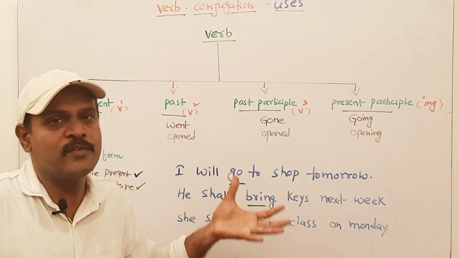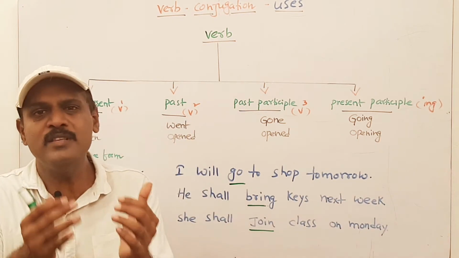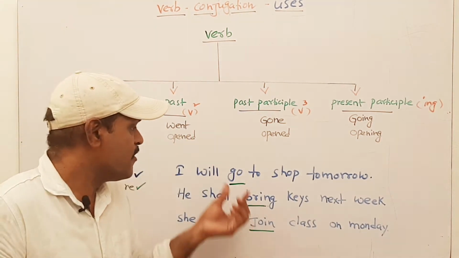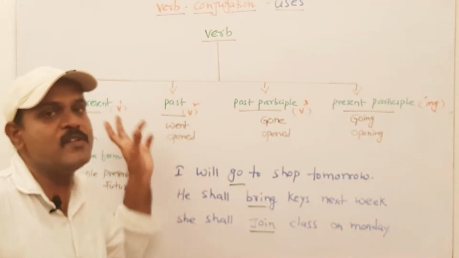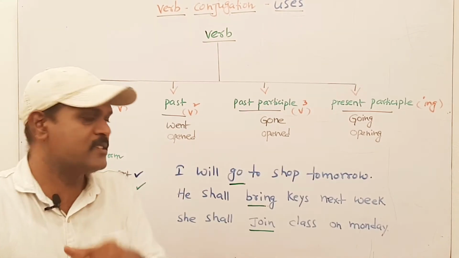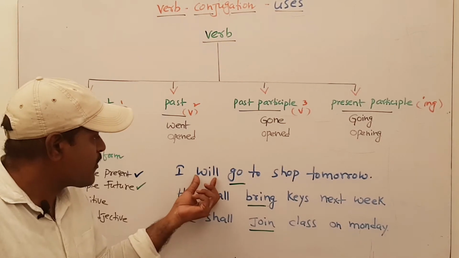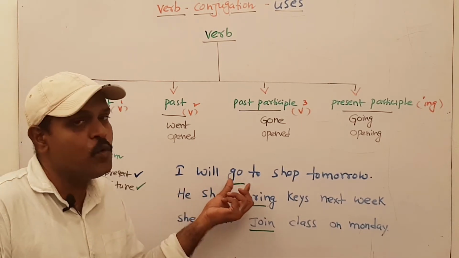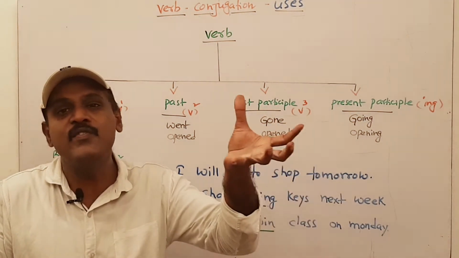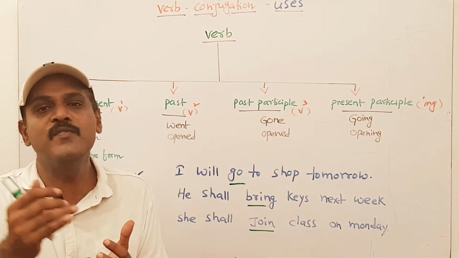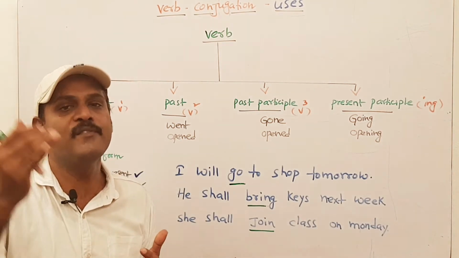The next use of base form is that it can be used in simple future tense. In simple future tense we can use will and shall. After them we have to keep V1, that is the base form. Example, I will go to shop tomorrow. Observe, after will we have to keep go. Will go. Tomorrow is the future indication. Generally, the simple future tense can be used for telling the actions which are going to happen in the future or near future.